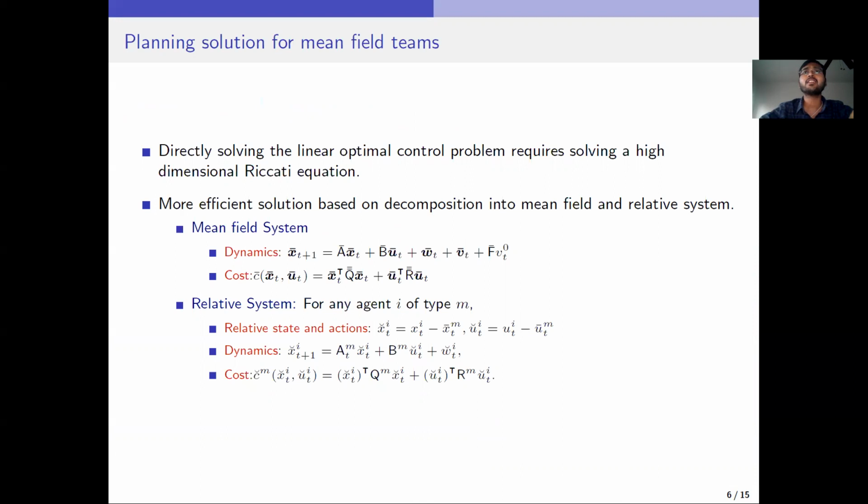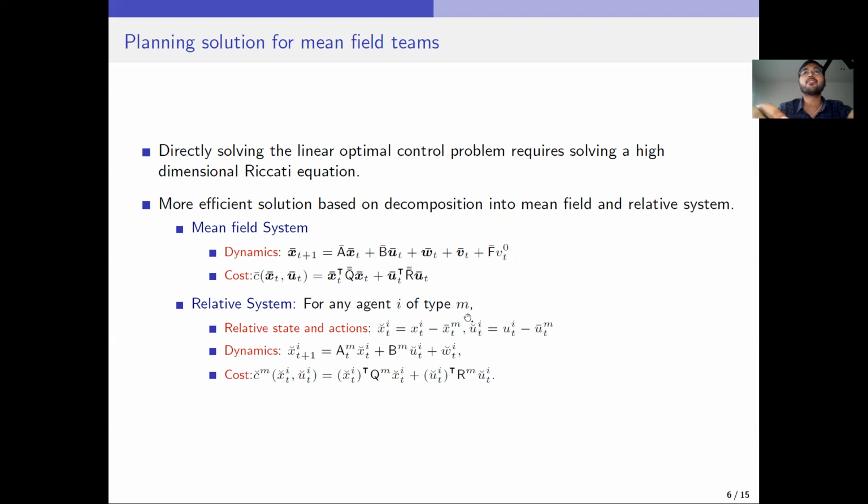Directly solving the linear quadratic optimal control problem requires solving a high dimensional Riccati equation. A more efficient solution is based on decomposition of the system into a mean field system and a relative system. When we decompose the above system, the dynamics also decompose into the mean part as well as the relative part. The dynamics of the mean part depend on the empirical mean of the current state and actions plus the empirical mean of the noise variable. And even the cost function can be decomposed into the empirical mean part plus the relative part.